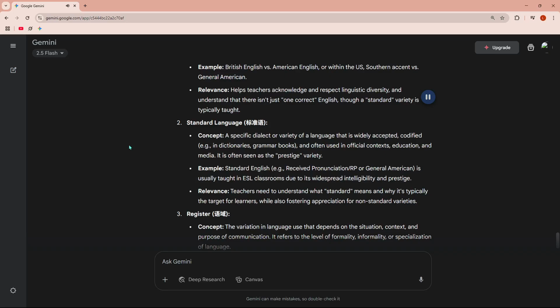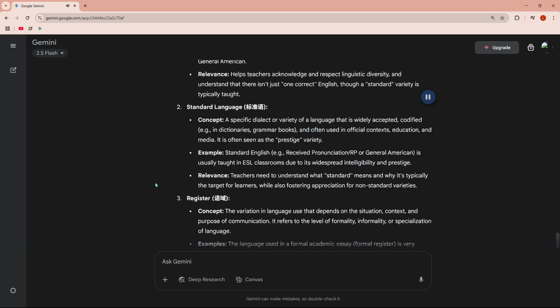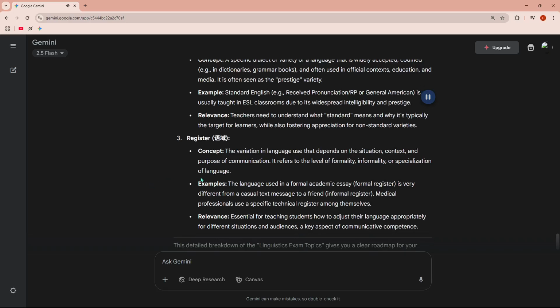Example. Standard English, e.g., received pronunciation, RP or General American, is usually taught in ESL classrooms due to its widespread intelligibility and prestige. Relevance. Teachers need to understand what standard means and why it's typically the target for learners, while also fostering appreciation for non-standard varieties.